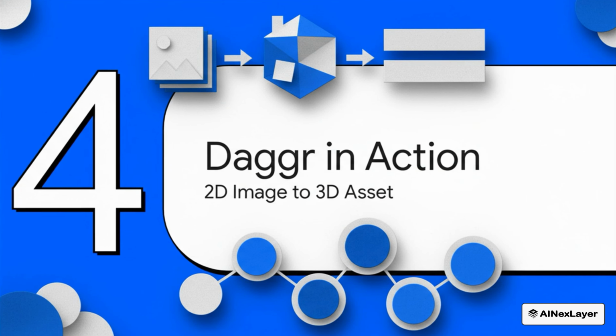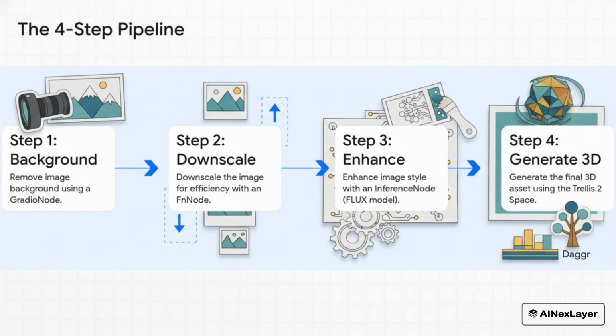Okay, so theory is one thing, but let's see this in action. We're going to look at a really cool example from the Dagger docs, a full pipeline that takes a regular 2D image and turns it into a 3D asset. This is where you see how all those nodes come together. So here's the game plan. It's a 4-step process. Step 1, we take an image and remove the background.